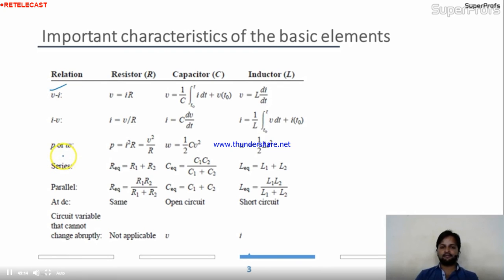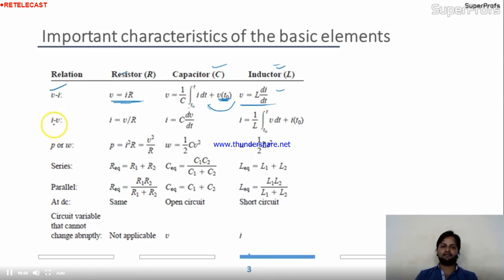The VI relation. For the resistor, V equal to IR or V equal to RI. But for the capacitor, the V is nothing but 1 by C. We remember this formula, right? And V equal to L di by dt, sorry, this is for the inductor, and this is for the capacitor. For the capacitor, the VI characteristic is V equal to 1 by C integration I dt. Okay, and this is the initial voltage, or you can take here minus infinity to t. For the inductor, V equal to L di by dt.